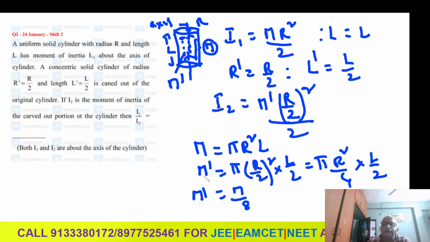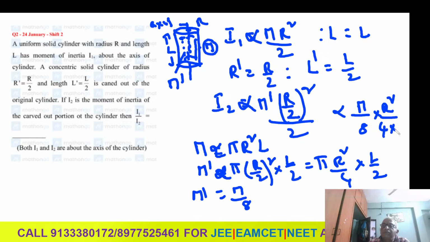So M is pi r square L. Mass is proportional to volume, times density. They are made of the same material, so mass is proportional to volume. M dash is not equal to pi r square L, but proportional to volume. So I2 is proportional to M by 8, R square by 4, into 2 will be there.